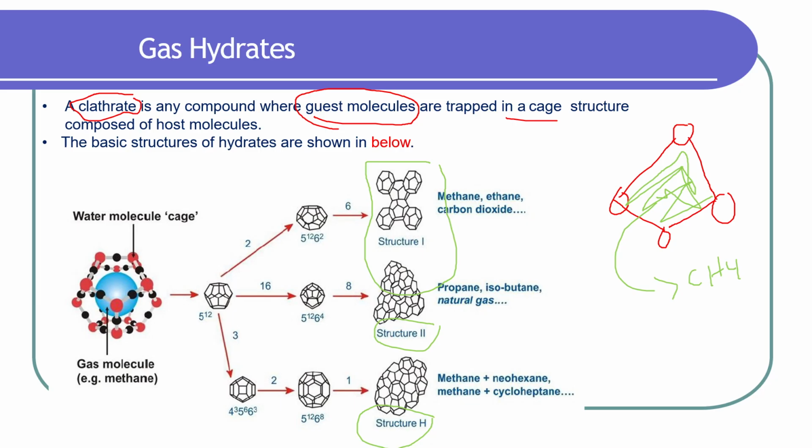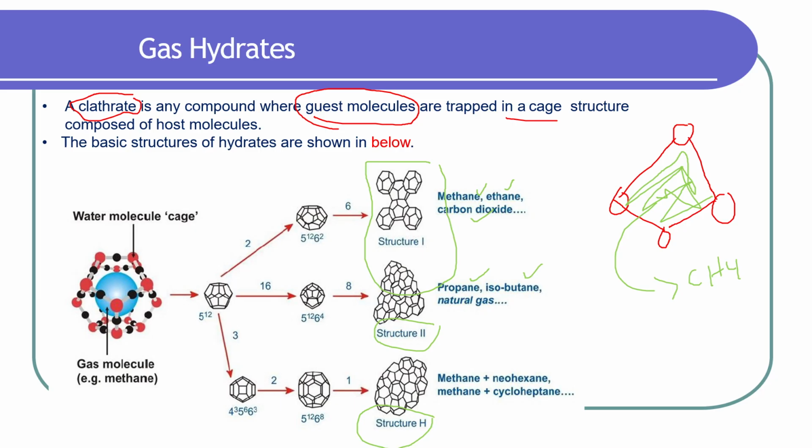For example, if you are talking about structure 1, normally we are talking about small molecules, such as methane, ethane, and carbon dioxide specifically. When we are talking about structure 2, you have larger voids, which means that you can include not only small molecules such as CH4 and carbon dioxide, but you can also entrap in your cage propane, isobutane, and some other natural gas components. Moving from structure 2 to structure H, you can also include some heavier fractions or larger molecules, such as cycloheptane and other compounds.